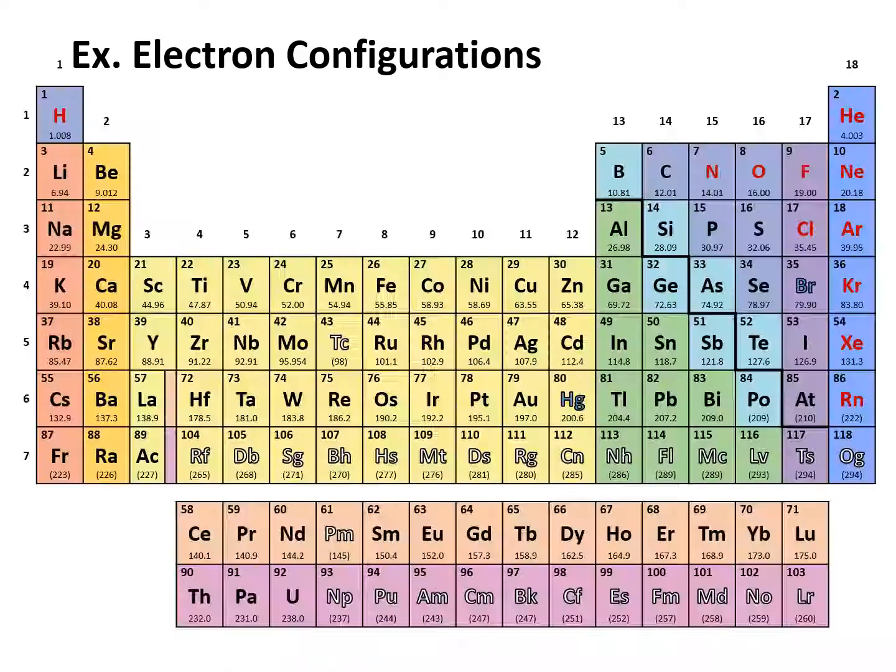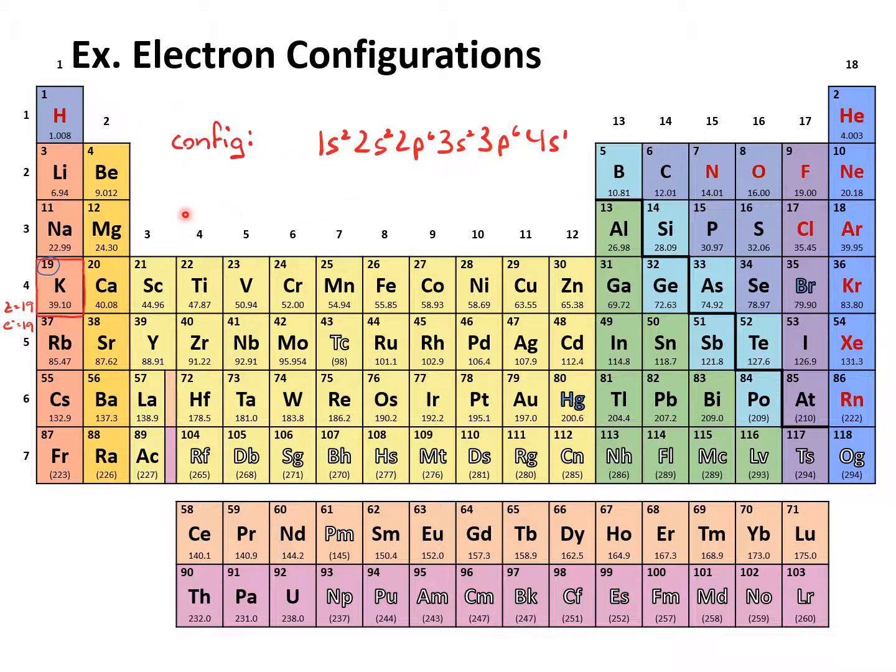So starting with potassium, we see that potassium is atomic number 19 in the periodic table, and therefore potassium will have 19 protons and 19 electrons. Now we can write the electron configuration for potassium by starting at the top of the periodic table. We just go down to potassium, so the electron configuration is 1s2, 2s2, 2p6, 3s2, 3p6, 4s1. And this is the correct electron configuration for potassium.